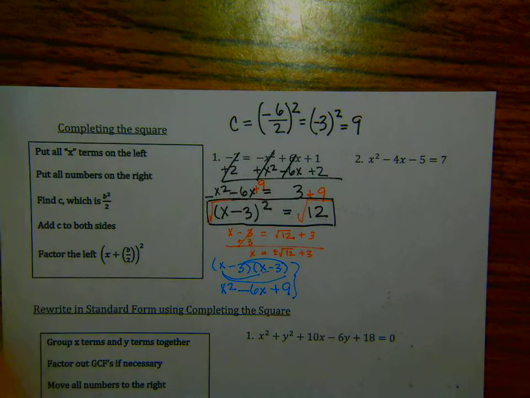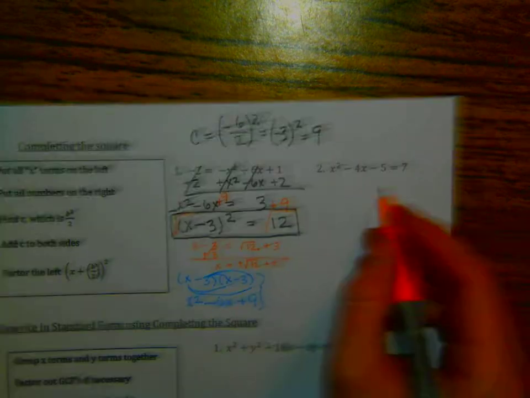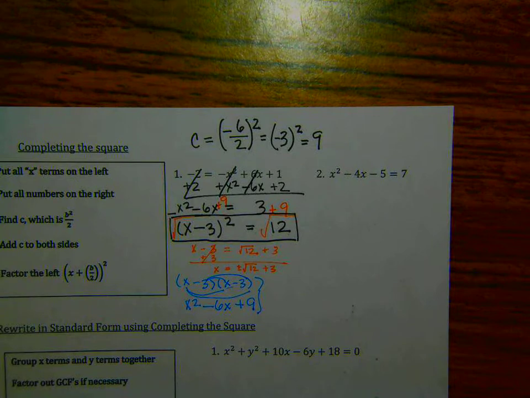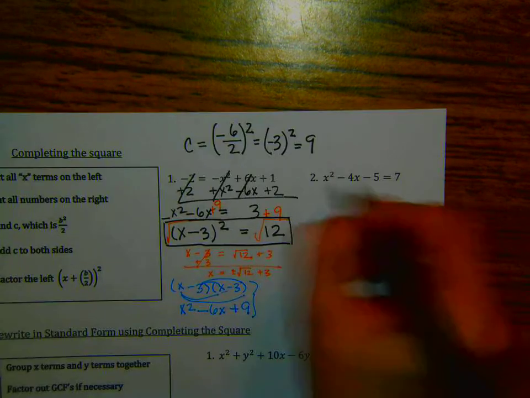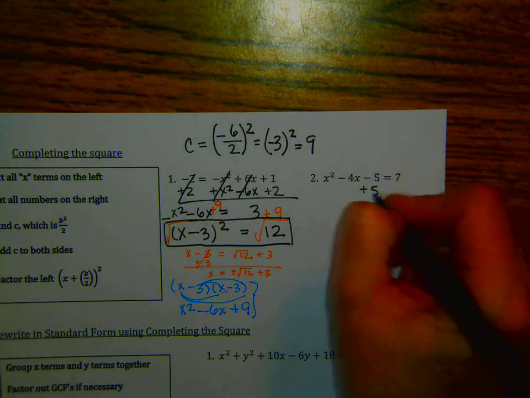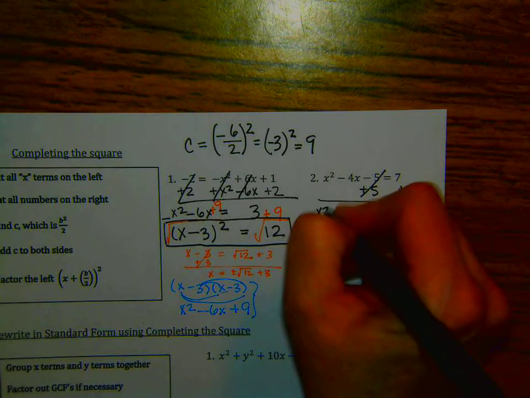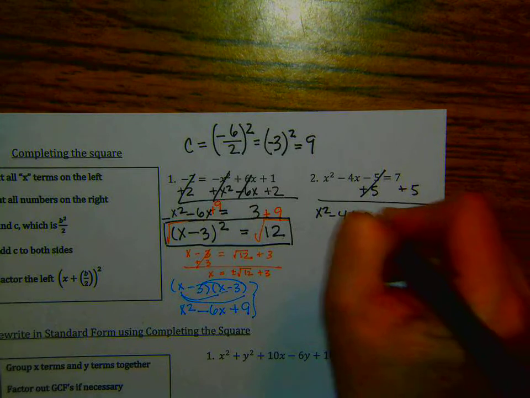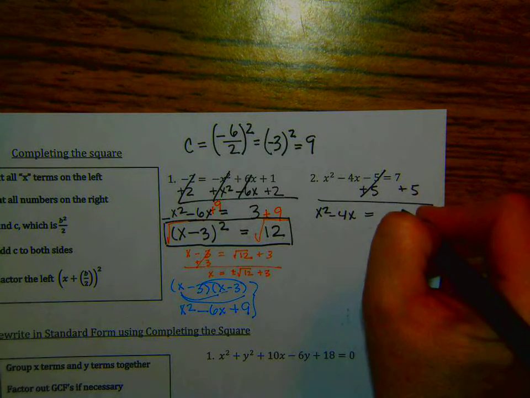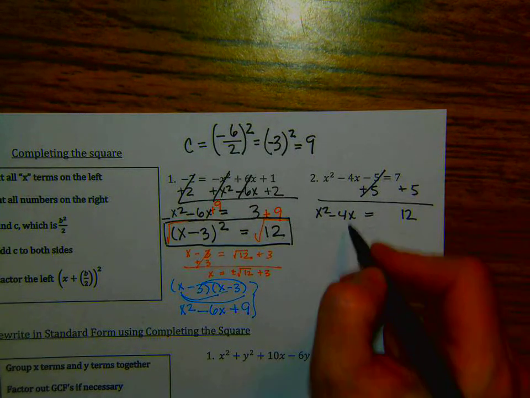Let's do it again. Okay, so we put all the x terms on the left, numbers on the right. Well, the x terms are on the left. All we have to do is move the number to the right. X squared minus 4x is on the left. Numbers are to the right. Okay? Now I have to find a c.